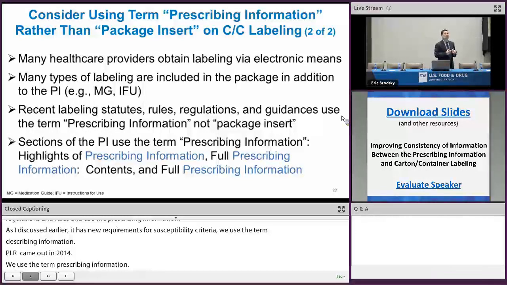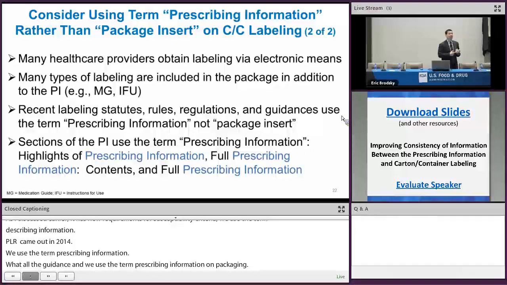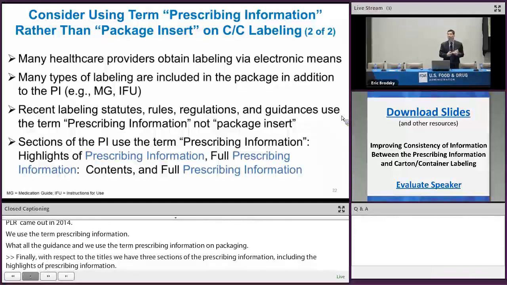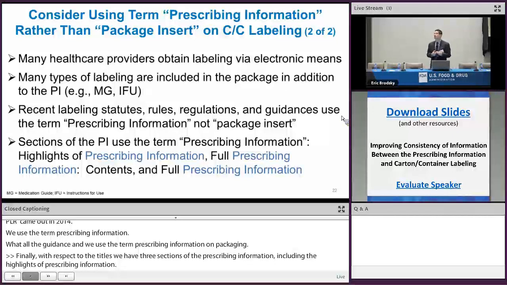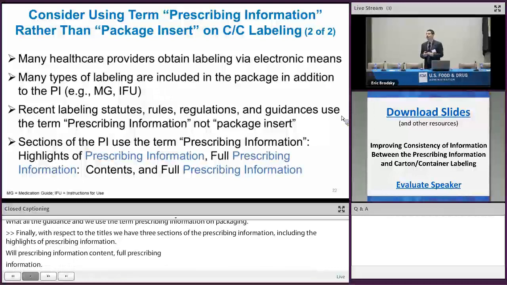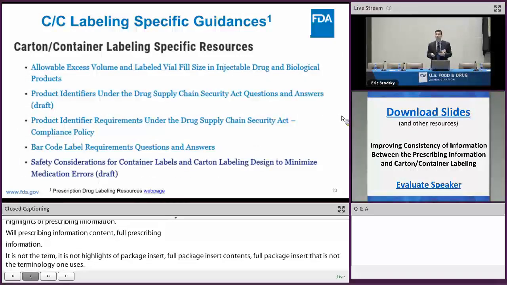Finally, with respect to the titles, we have three sections of the prescribing information, including the highlights of prescribing information, full prescribing information contents, and full prescribing information. The term is not highlights of package insert, full package insert contents, full package insert. That's not the terminology one uses. It's not the terminology in the regulations.